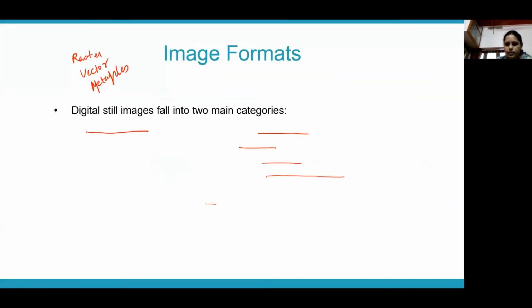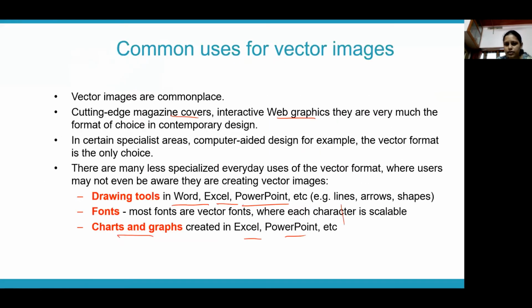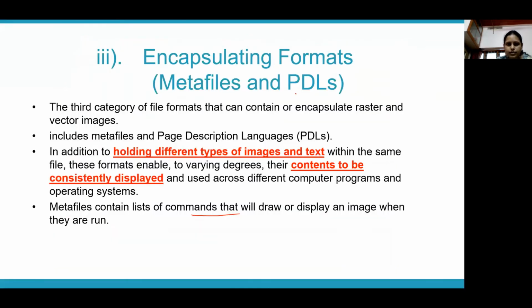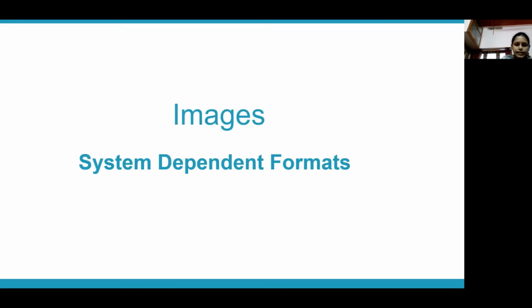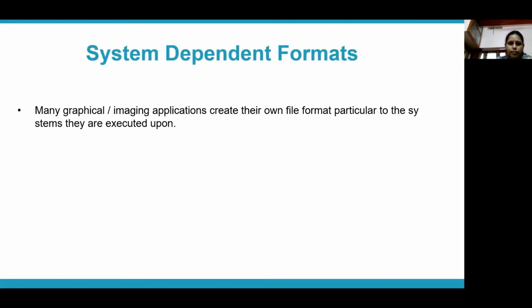Previously we had discussed raster graphics, vector graphics, and the differences between raster images and vector images. We had discussed all these differences, and the third category of format, called the encapsulating format, which can contain both raster and vector graphics. So we had discussed till there in the previous session. Now today we'll be continuing with image formats, but we'll be discussing the various system dependent formats and the system independent formats. Okay, so let's see system dependent formats first.